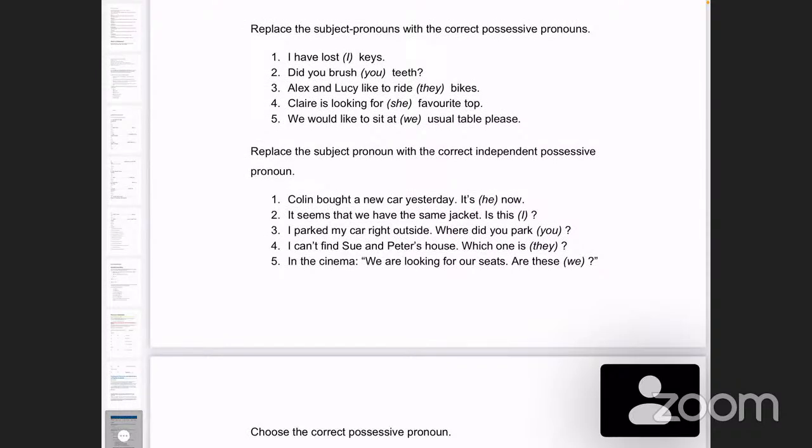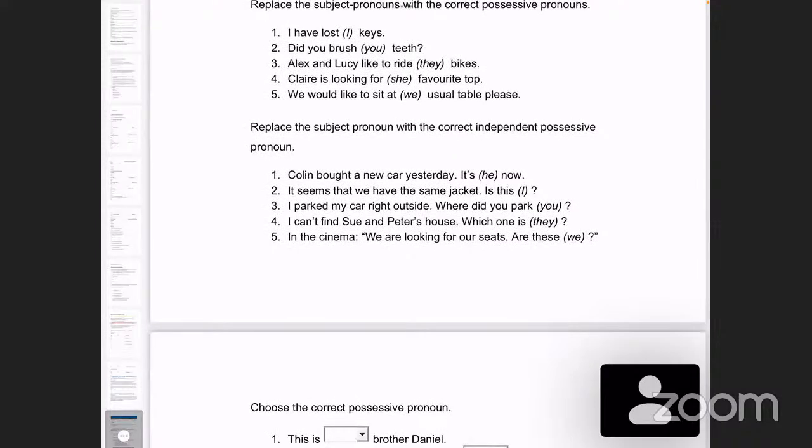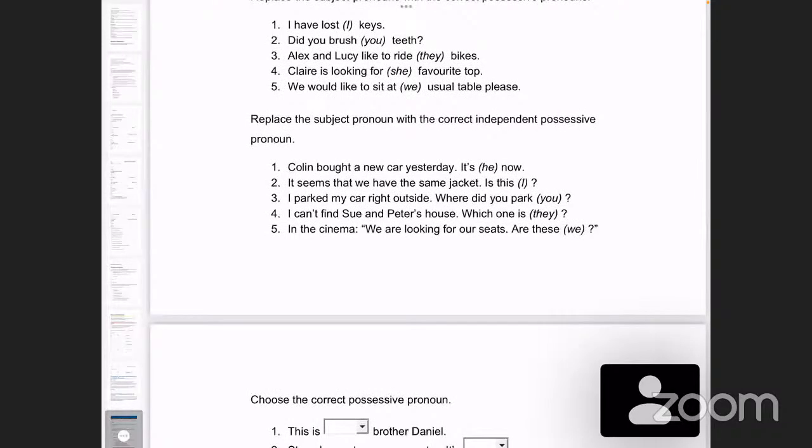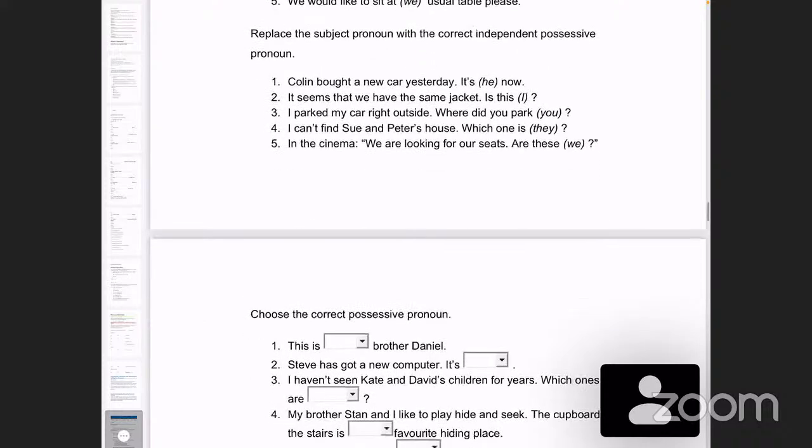Replace the subject pronoun with the correct independent possessive pronoun. Colin bought a new car yesterday. It's his now. It seems that we have the same jacket. Is this right? I parked my car right outside. Where did you park yours? I can't find Sue and Peter's house. Which one is theirs? In the cinema, we are looking for our seats. Are these ours?